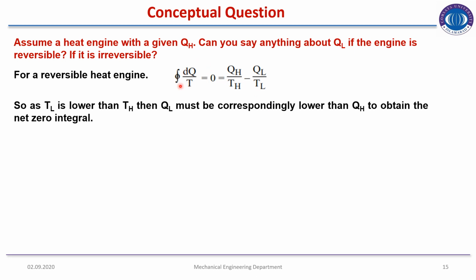because dQ by T for the cyclic process, the entropy is a state function, so for the cyclic process, similar to internal energy, the value of entropy will be equal to 0. So as TL is less than TH, therefore QL must be less than QH, so that their ratio is the same and their net effect is 0. So the ratio of QH over TH must be equal to the ratio of QL over TL.